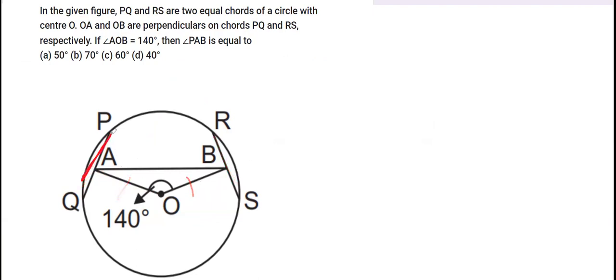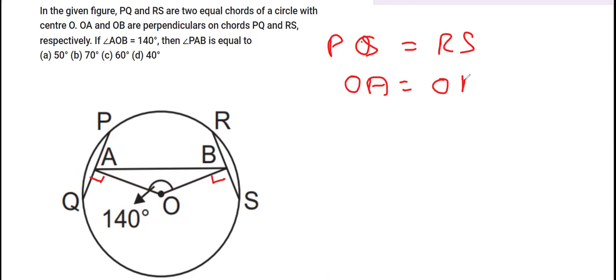So clearly we have these two chords PQ and RS as equal. Then the distances, which are OA and OB, will also be equal. Why so? Because equal chords are equidistant from the center. So we have this as 90 degrees and this as 90 degrees. We know that PQ is equal to RS, so we can say that OA is equal to OB, as equal chords are equidistant from the center.